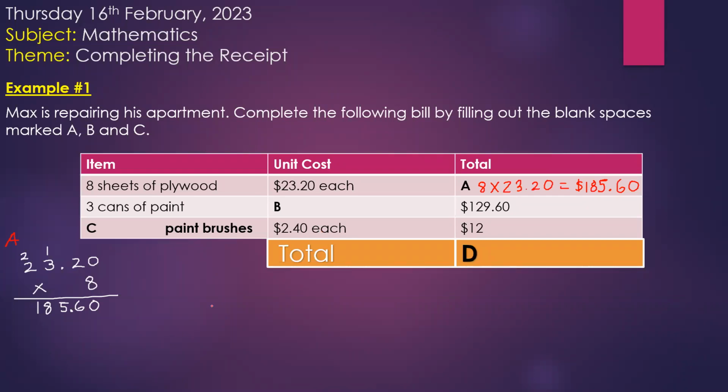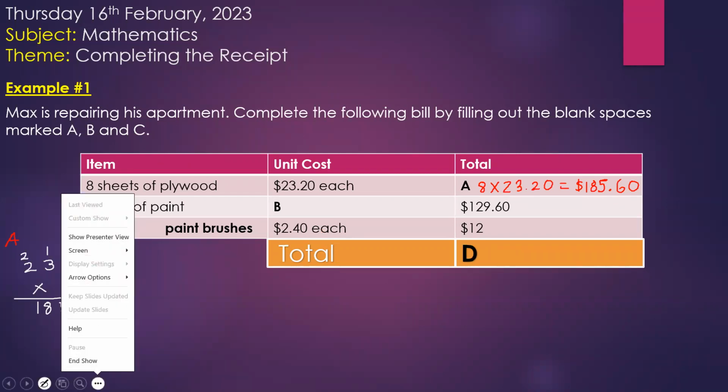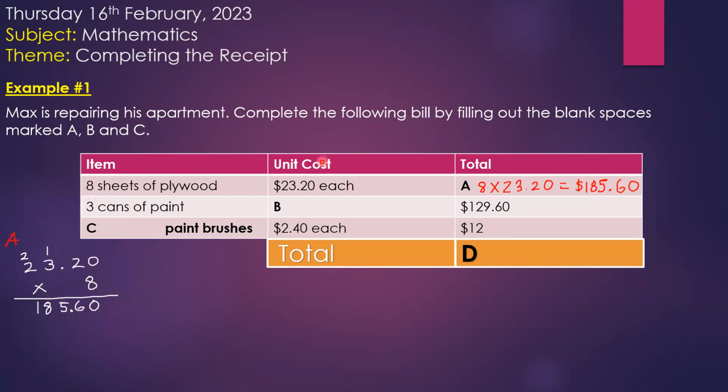Very good. Let me just explain why we have to divide. Here we're trying to find the unit cost, which is basically the cost for one item. We already know the total, and we already know how many items we got: 3 cans of paint. So we're going to take 129.60 and divide it by 3. That's going to give us the cost of each individual can of paint. So let's divide it.